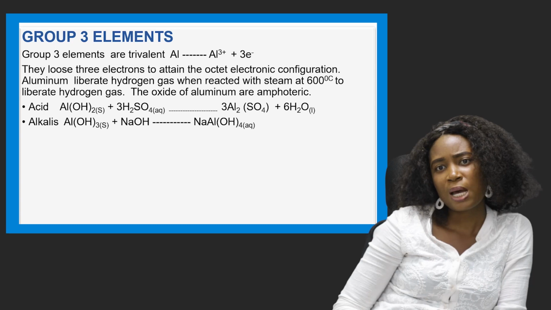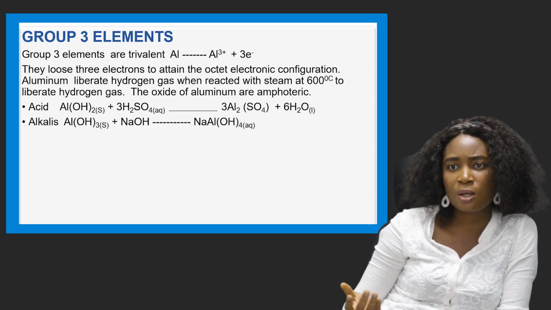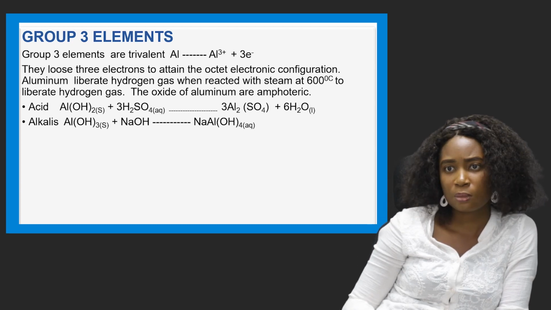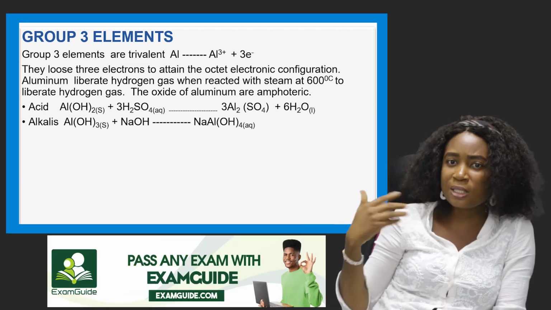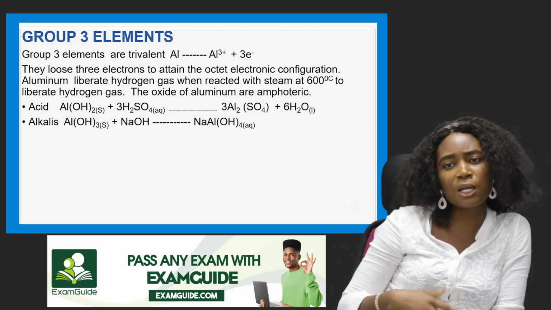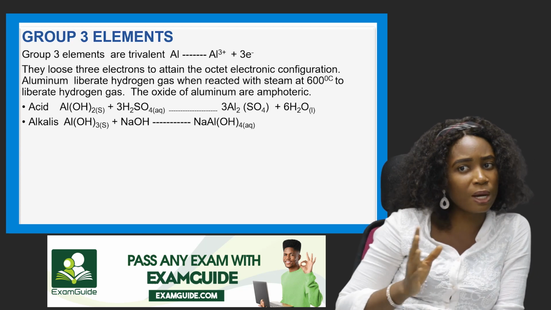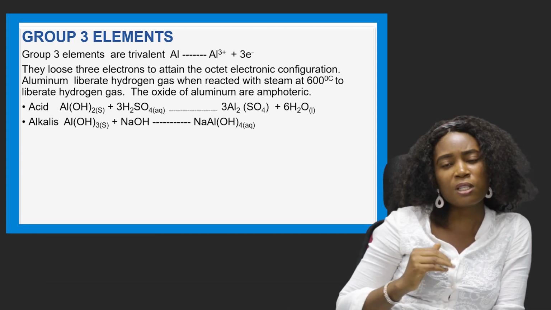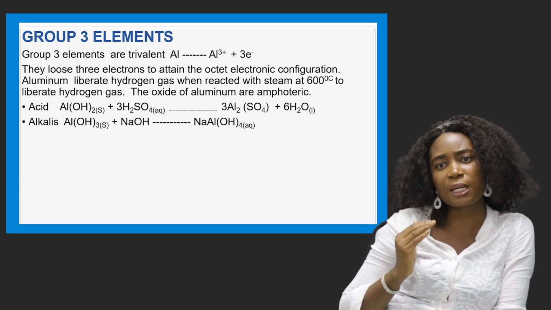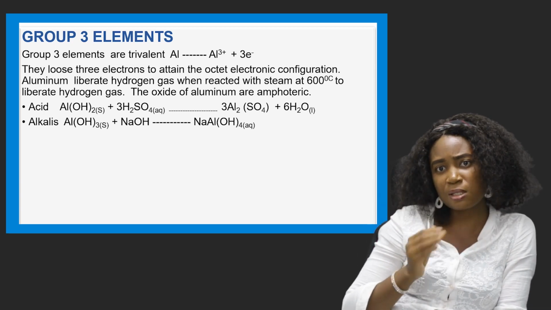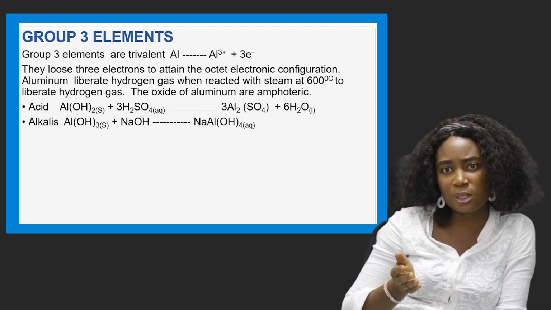For example, aluminum hydroxide reacts with tetraoxosulfate(VI) acid to form aluminum tetraoxosulfate(VI). Now, the same aluminum hydroxide can also react with sodium hydroxide to form sodium aluminate. So, in the first instance, we saw that aluminum hydroxide behaves as if it has an acidic property. In the second instance, we say that it has a basic property.